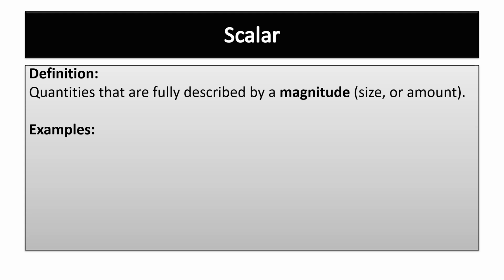Scalars. The definition of a scalar, not scholar or anything, scalar: quantities that are fully described by a magnitude, size, or amount. This term magnitude is going to come up again and again and again. There'll be questions like calculate the magnitude of the acceleration. In that question, they're asking for the size of the acceleration. How many meters per second squared? All right, like maybe it's 5 meters per second squared. Or is it 6? That's the magnitude.